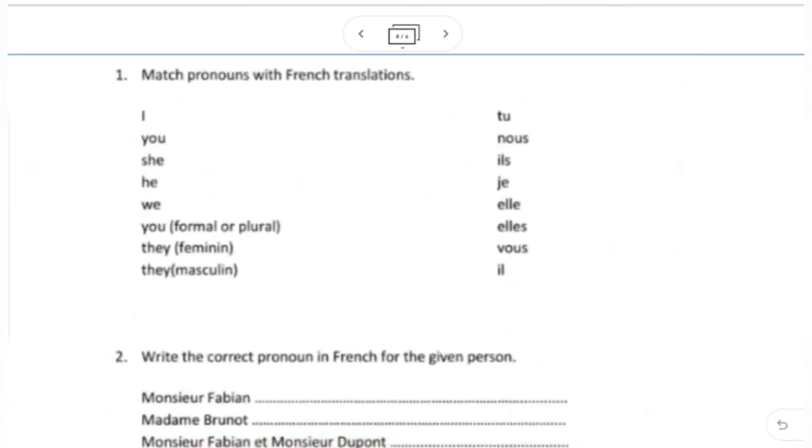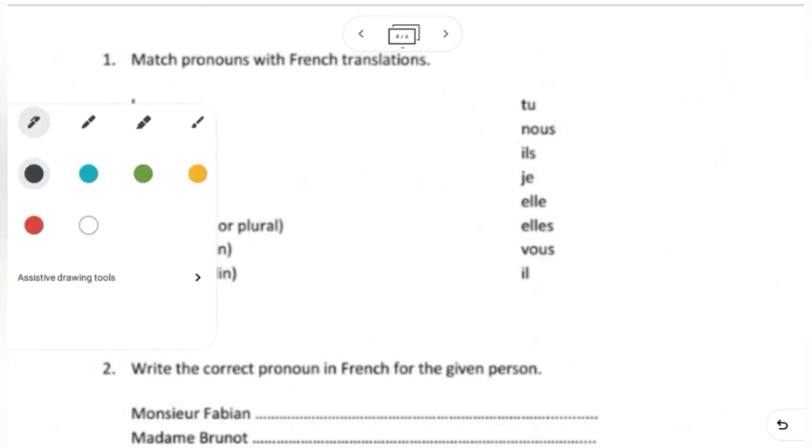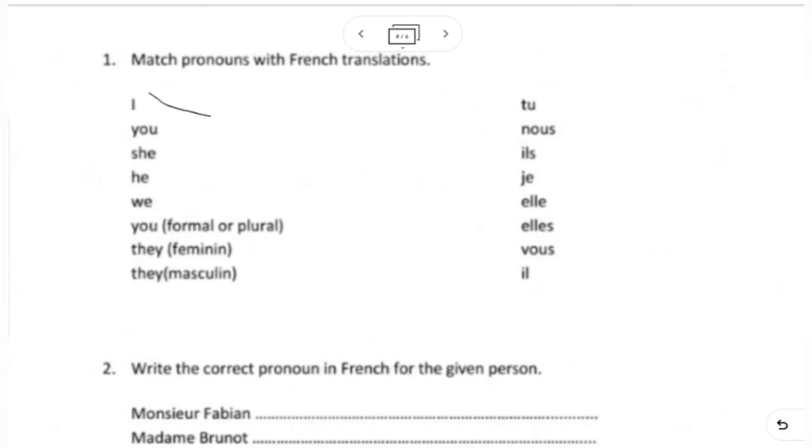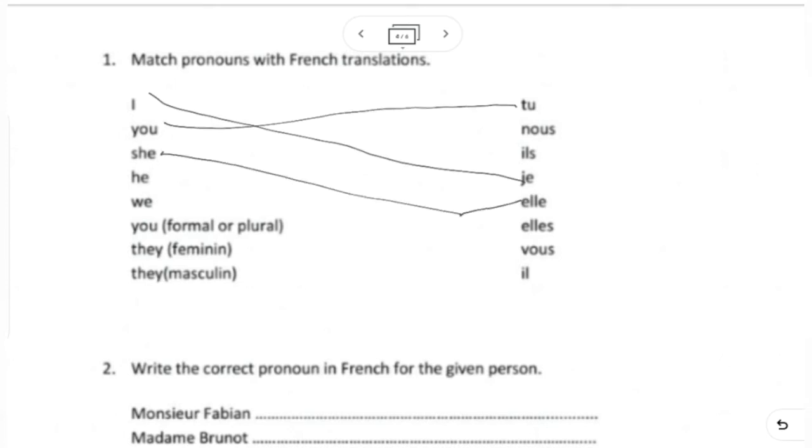Okay, so let us see whether we understood this entire time. I means je, you means tu, she means elle, he means il, we means nous, you means... Now over here, if you got confused, see, over here you have you, and even here you have you. Now as I told you before, a normal you can be a formal one and another you can be an informal one. So of course the informal one is the normal tu. So we matched it with tu. And then the other you, that is formal or plural, that is vous. Okay.